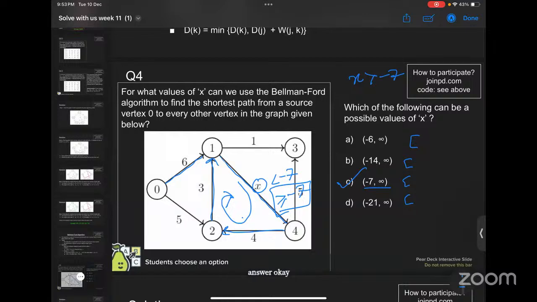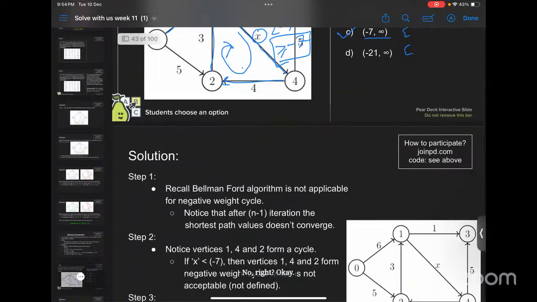We can also include -7, but because in the options they didn't include it, we will not include it. Yes, ma'am, got it. Okay, any doubt? No, right? Okay, then we can move to the next problem.